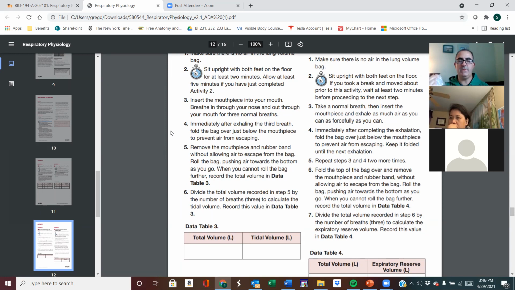You're going to remove the mouthpiece and the rubber band, right? Making sure that you've kept this bag folded over like this. And you're going to keep folding the bag down. And what that's doing is it's forcing the volume of air all the way down to the bottom so that you can measure it, right?